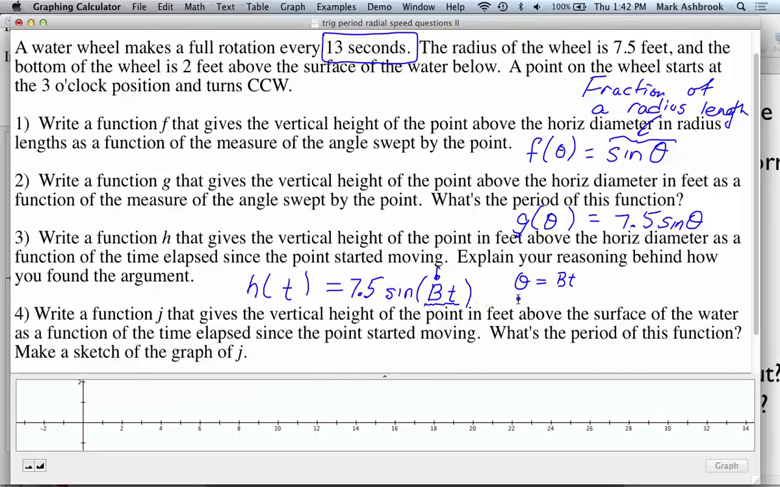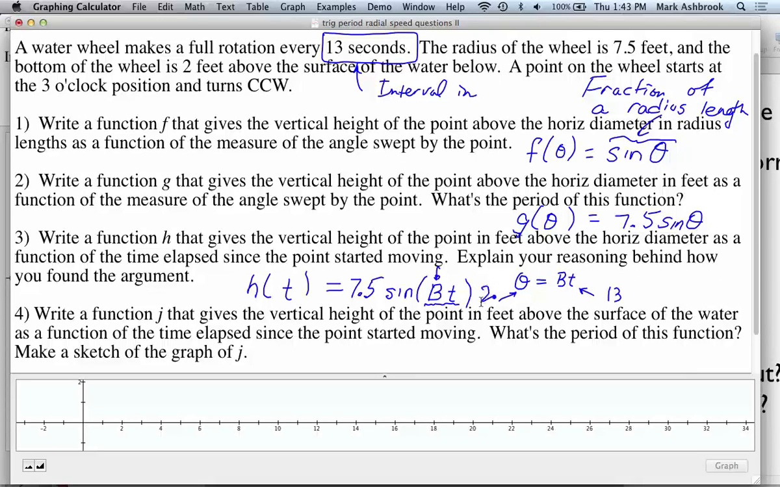So is 13 seconds a theta, b, or t? It's a specific input t, specifically the interval of input that gives us a full cycle of output, which is called what? Period. 13 seconds is the period. So when t is 13, we have 1 full period, then what does the argument need to reach? The argument needs to reach 2 pi, and this will allow us to solve for b.